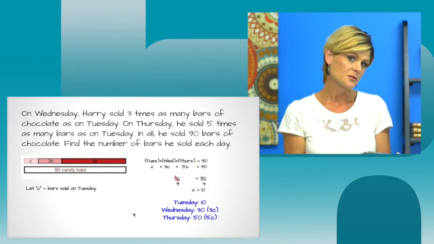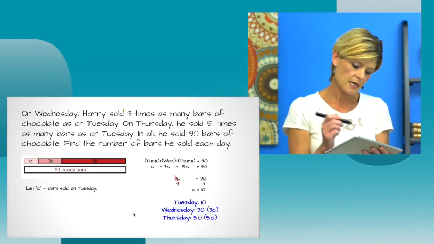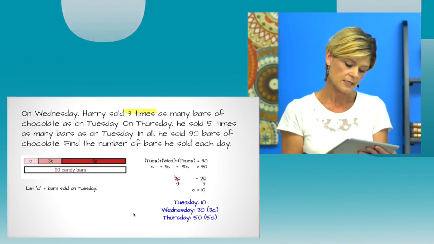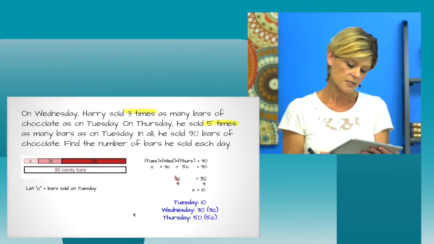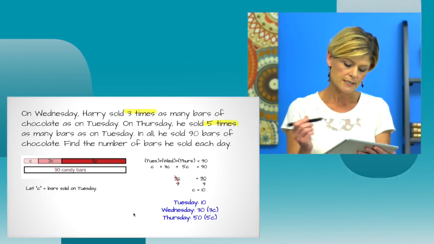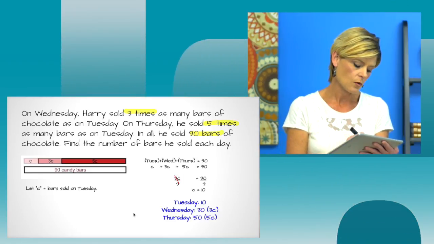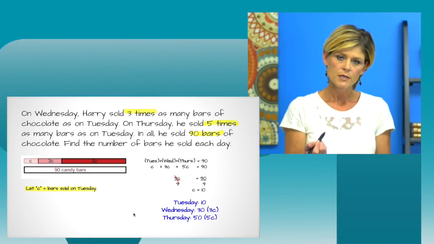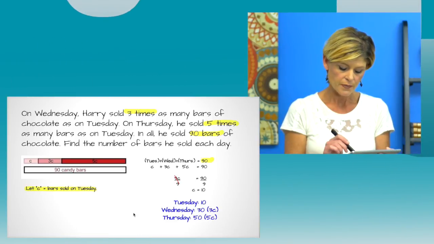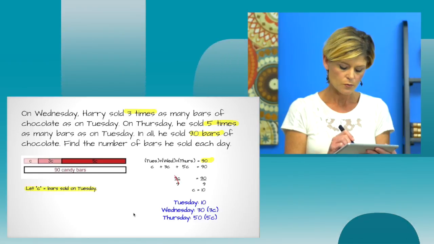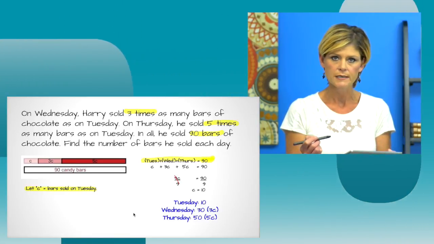All right, last word problem. On Wednesday, Harry sold 3 times as many bars of chocolate as he did on Tuesday. On Thursday, he sold 5 times as many bars as on Tuesday. In all, he sold 90 bars of chocolate. Find the number of bars he sold each day. And we're going to let C equal the bars that he sold on Tuesday. So we have the number that he sold in total, which is 90. So basically, we can write this in word form: Tuesday plus Wednesday plus Thursday equals 90.